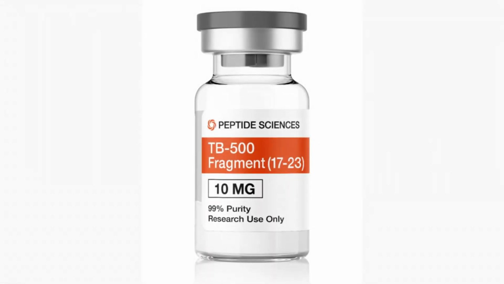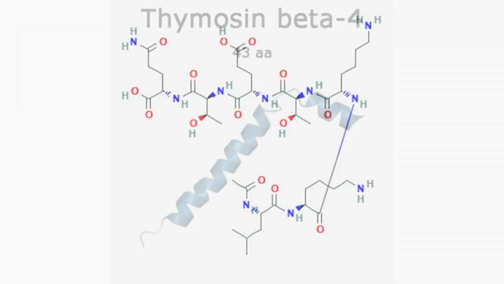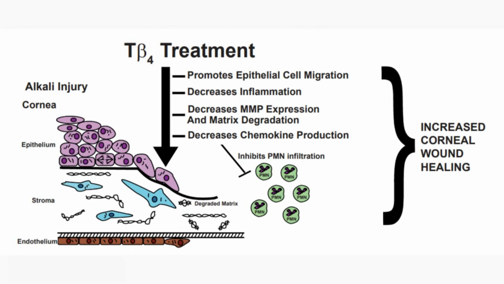Thymosin beta-4, TB500, has attracted considerable interest in the realms of skin and hair health due to its potential regenerative and healing properties. TB500 is a synthetic version of the naturally occurring peptide thymosin beta-4, which is abundantly present in human tissues, including the skin. This peptide is fundamentally involved in the process of tissue repair and regeneration.